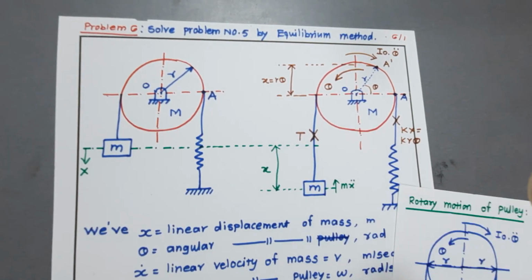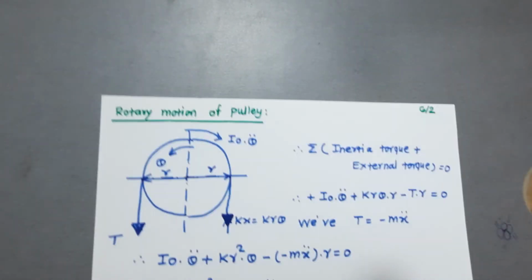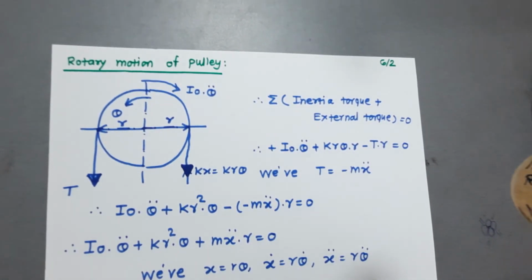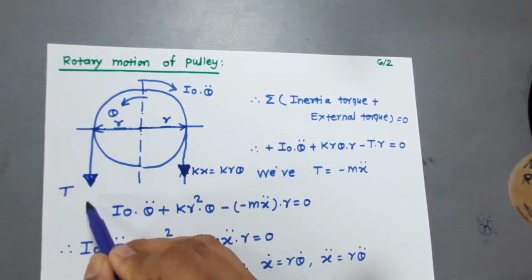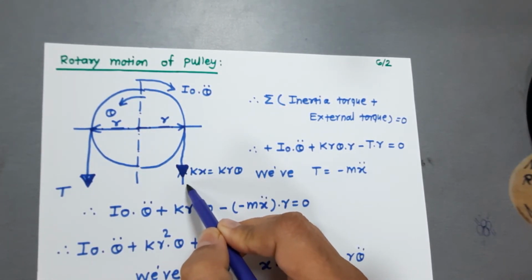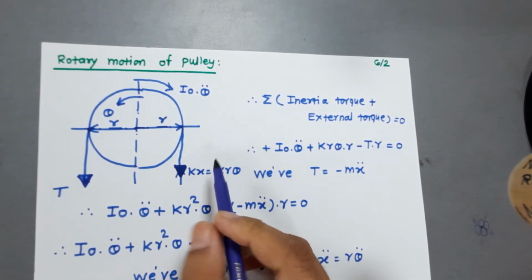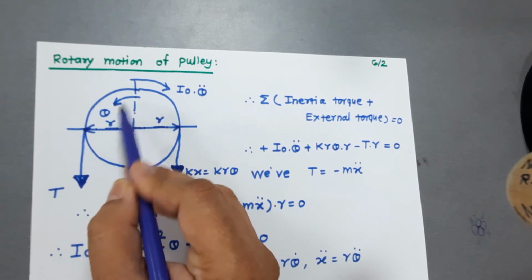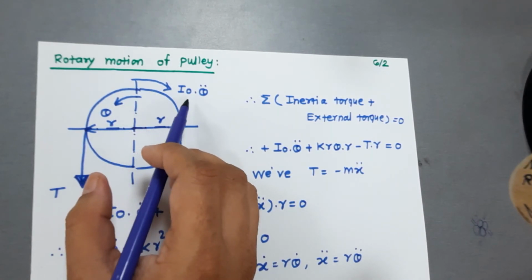By referring to this diagram of the pulley, now we will draw the rotational motion of the pulley. The free body diagram of the pulley is shown. T is the tension acting in the downward direction, while Kx is the spring force acting on the right hand side of the pulley, that is Kx is equal to K r theta. As the mass moves downward, the pulley rotates in the anticlockwise direction, and hence the inertia torque acting on the pulley is I0 theta double dot.